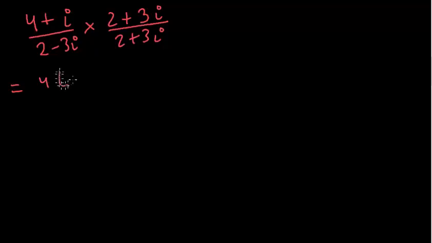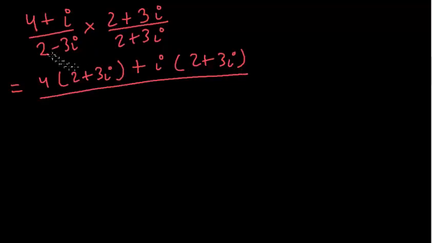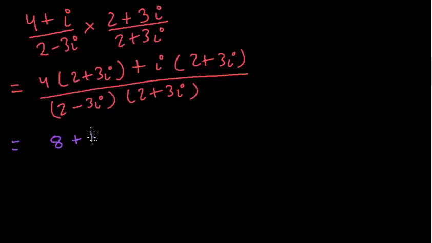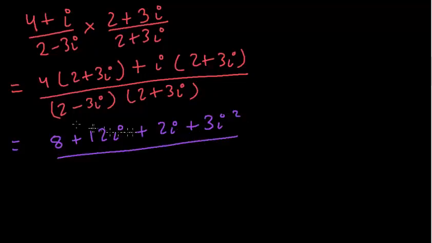That would be 4 times 2 plus 3i, add i times 2 plus 3i, and the denominator would be 2 minus 3i times 2 plus 3i. Let me change the color, and this would give us 4 times 2, that's 8, 4 times 3, 12i, i times 2, that's 2i, and i times 3i, that's 3i squared, divided by 2 minus 3i times 2 add 3i. You could simply use the algebraic formula, that's 2 squared minus 3i whole squared.